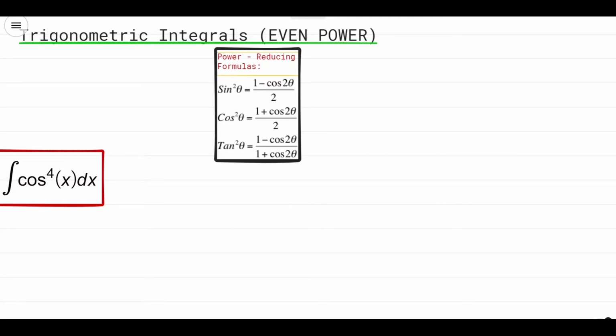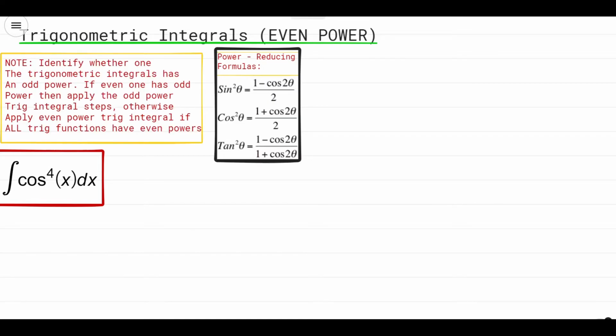Guys, in this video I'm going to go over how to take even power trigonometric integrals, because they're different from when it's odd power. That's why I decided to do this in two separate videos. So the first thing I do want you to do is make a note of this right here.